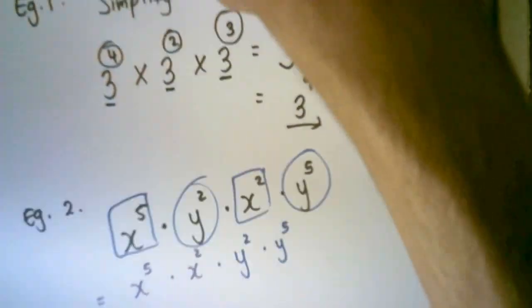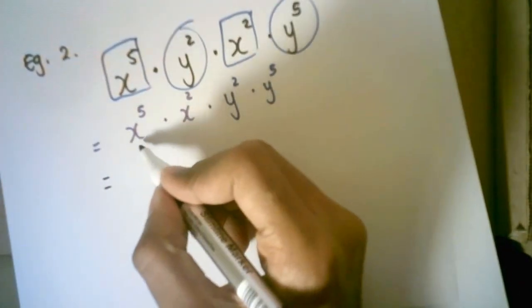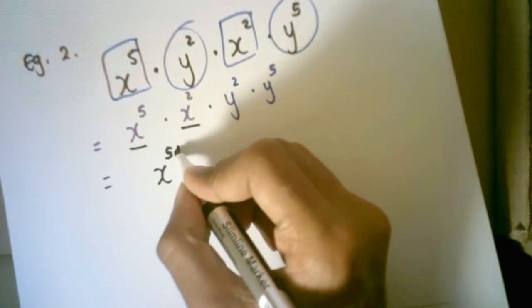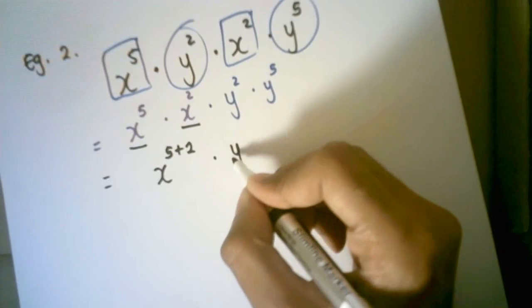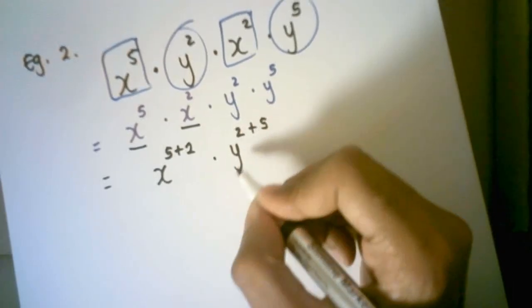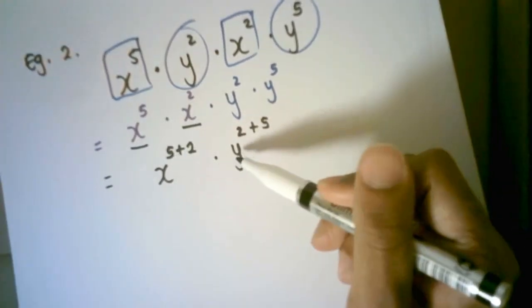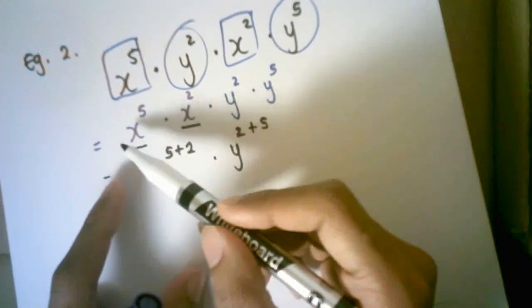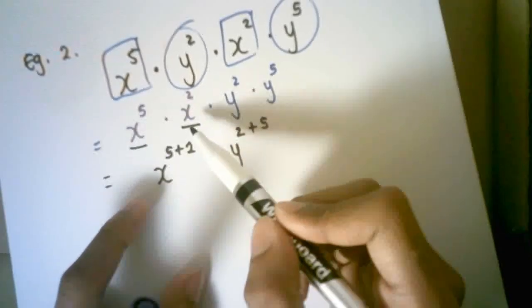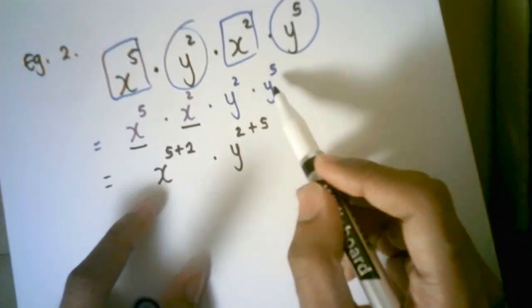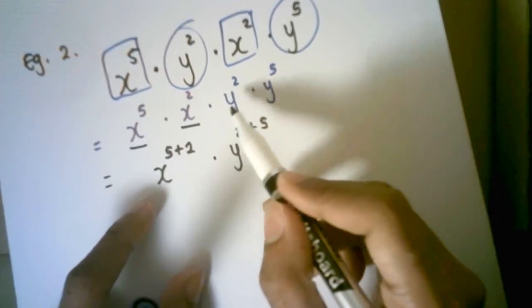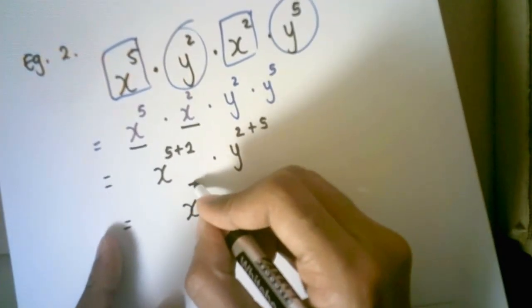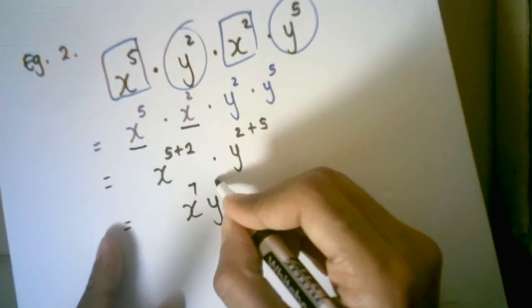Let me just bring this up a bit. So I have x raised to the power of 5 times x squared, which is x raised to the power of 5 plus 2, times y raised to the power of 2 plus 5. Why? Because I'm multiplying these two together and they both have the common base of x, and I'm multiplying these two together and they both have the common base of y. So this is equal to x raised to the power of 7, y raised to the power of 7.